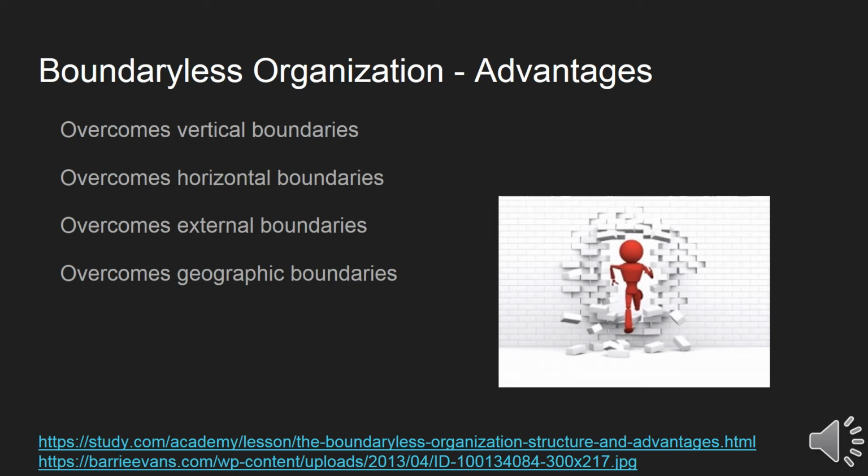The next thing that this overcomes is the external boundaries. So in other words, boundaries between the organization and the outside world, the outside world being customers and suppliers and things like that. And this can be overcome through things like customer feedback or feedback from suppliers.